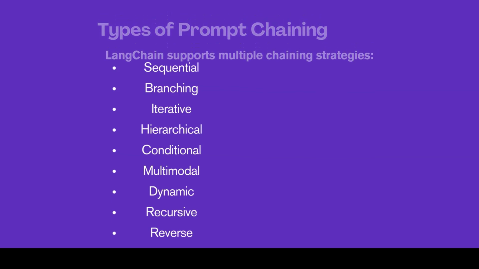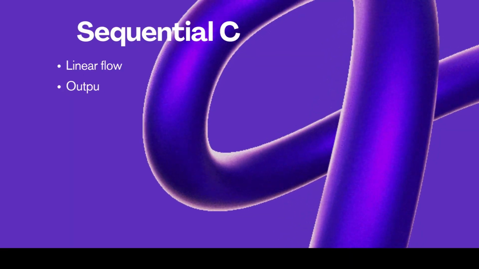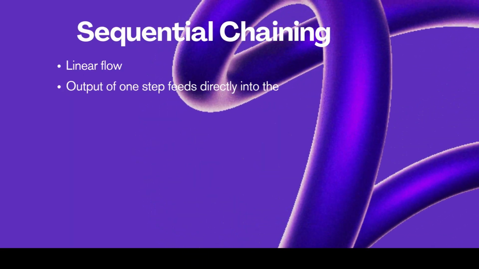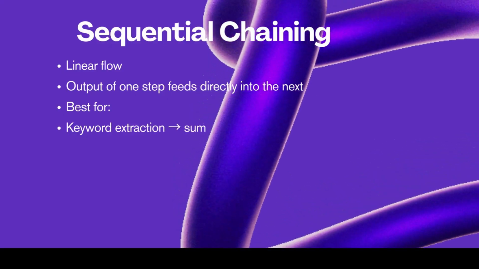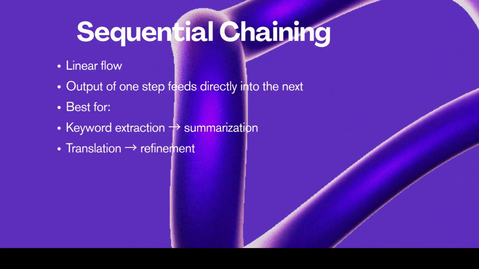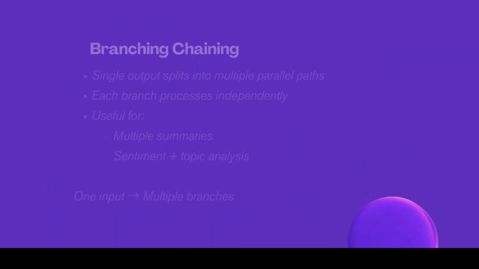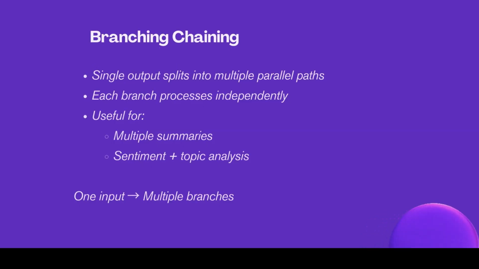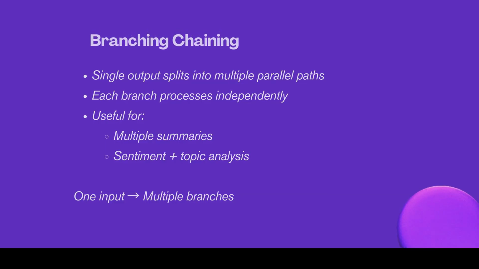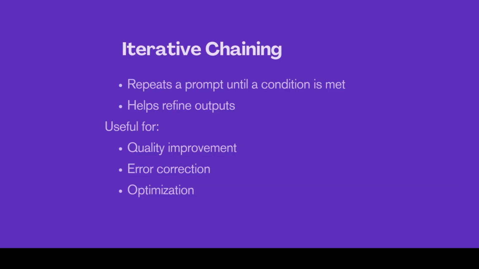Types of prompt chaining. Prompt chaining supports different workflow patterns. Let's go through them one by one. Sequential chaining. This is the most straightforward type. The output of one prompt is directly passed as input to the next. It's ideal for linear tasks. Branching chaining. Here, a single output is split into multiple parallel workflows. Each branch processes the data independently. Iterative chaining. In this approach, a prompt or chain runs repeatedly until a condition is met. This is useful for refining outputs.